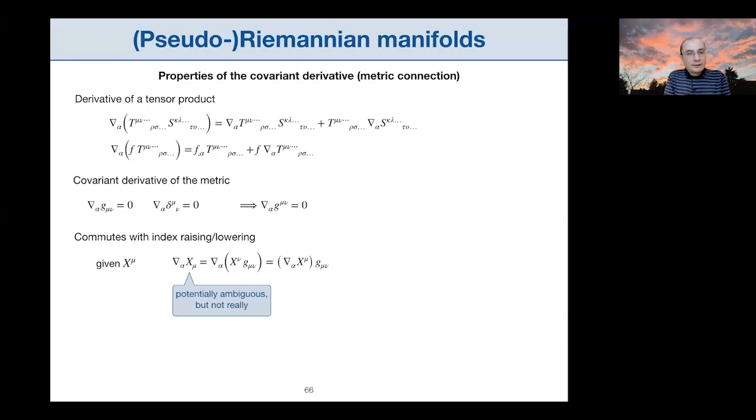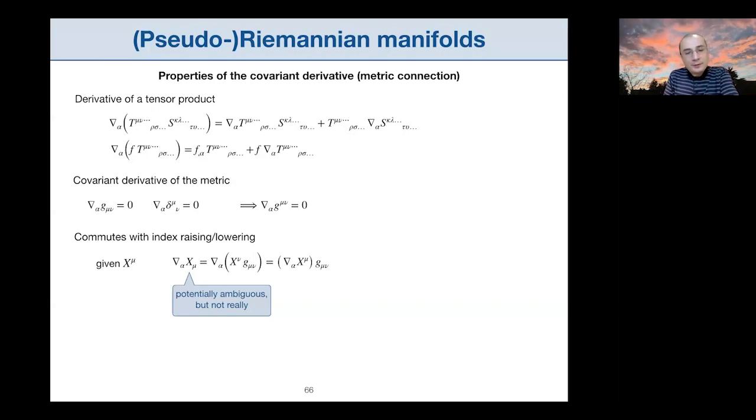Then there's another property, which sort of follows from the previous one. Taking covariant derivatives commutes with index raising and lowering. Commutes simply means that it doesn't matter in which order we perform the operation of index lowering and raising and taking the covariant derivative, the result is the same. And that's very good because it means that our notation is not ambiguous.